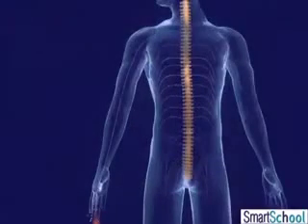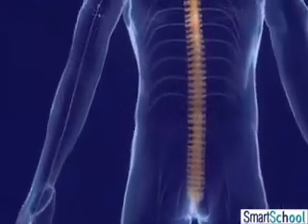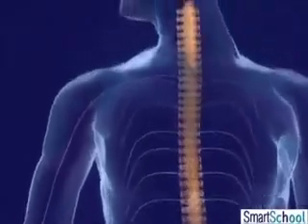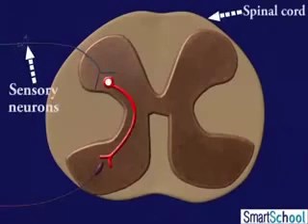When our hand accidentally touches a hot object, the heat is sensed by thermoreceptors present in the skin of hands. The receptors trigger nerve impulses in sensory neurons. Sensory neurons transmit the message to the spinal cord.